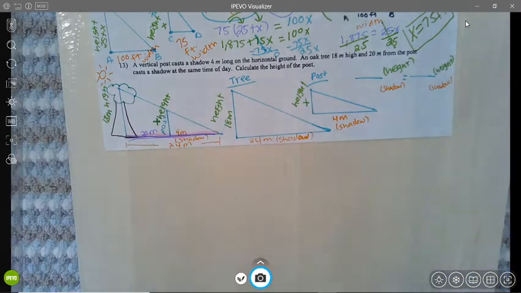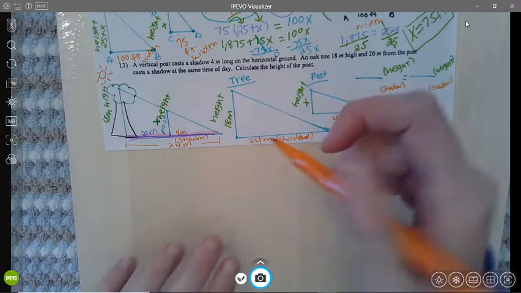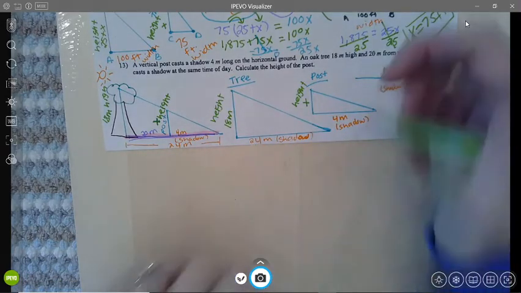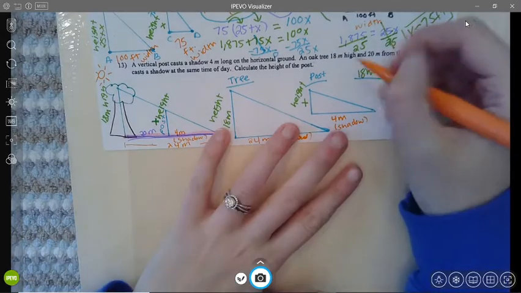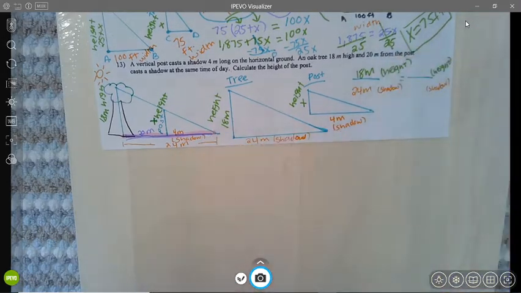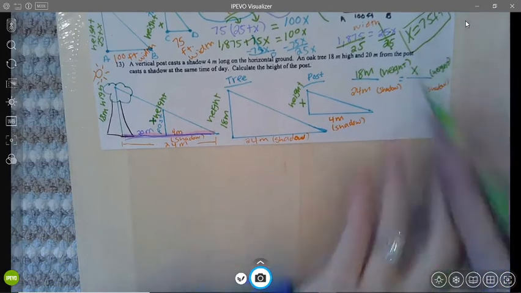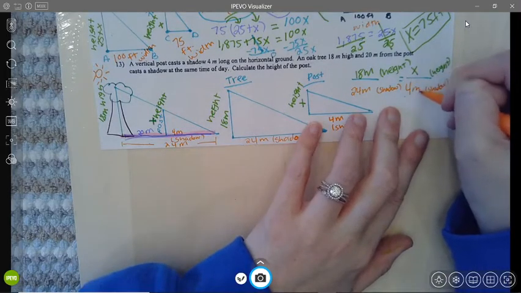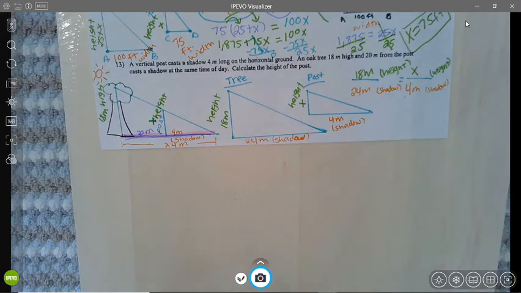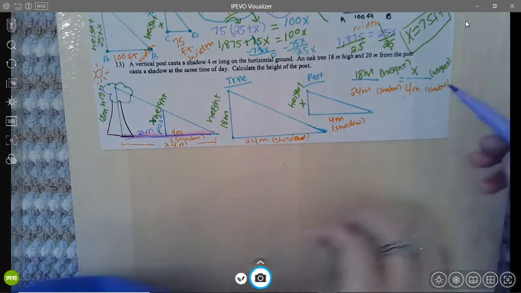And I'm just going to start with the tree. Why not? So the height of the tree is 18 meters over the shadow length, which is 24 meters. And then the height of the post I don't know, so I'm going to call that X. And the shadow length of the post is 4 meters. And guess what, you guys? After that, we just cross multiply and then we'll be done. So let's finish this problem off.